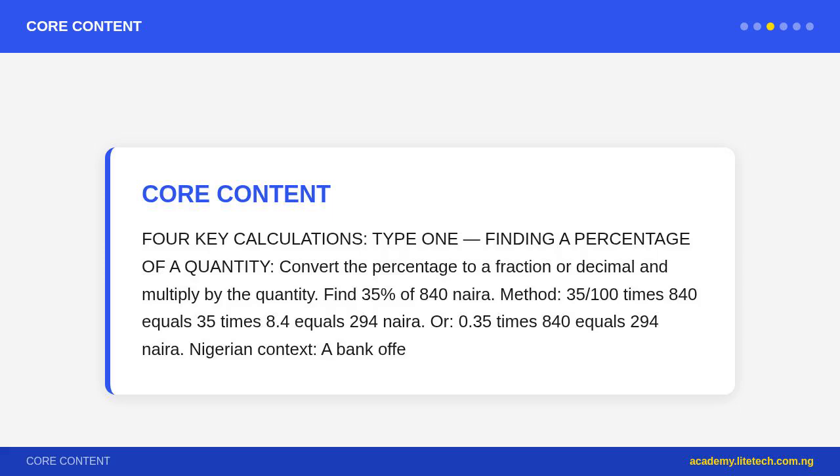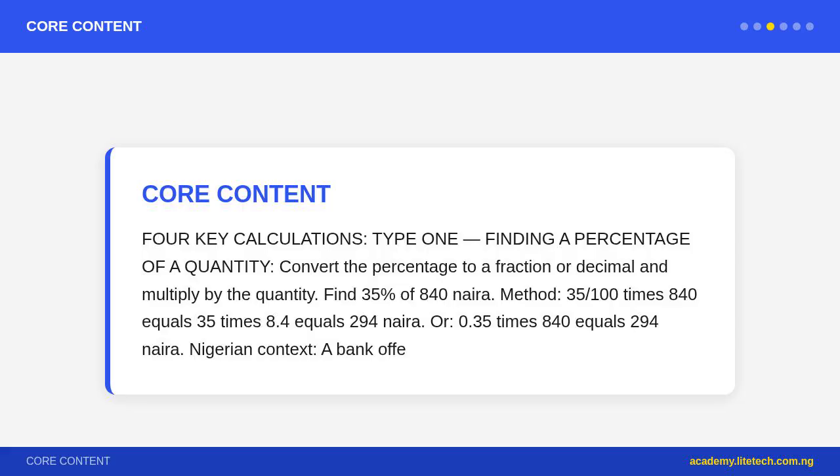Type 3: percentage increase and decrease. Percentage increase: new value minus original value, divided by original value, times 100. A trader bought a bag of rice for 15,000 Nigerian naira and sold it for 18,000 Nigerian naira. What is the percentage profit? Profit equals 18,000 minus 15,000 equals 3,000. Percentage profit equals 3,000 divided by 15,000 times 100 equals 20%.